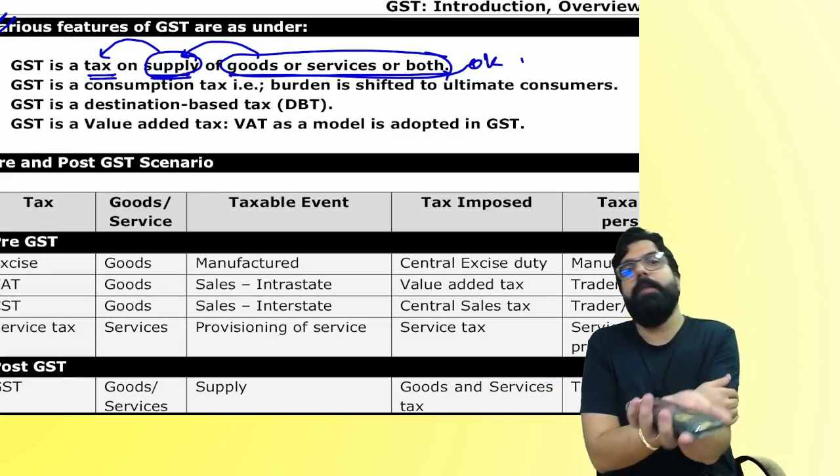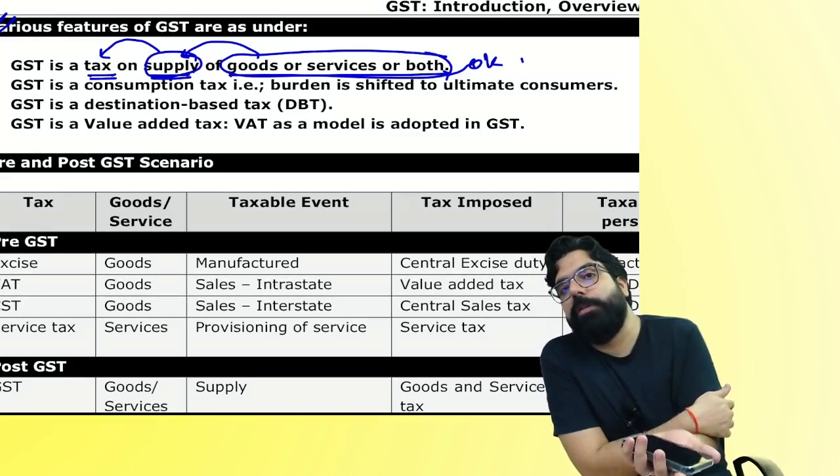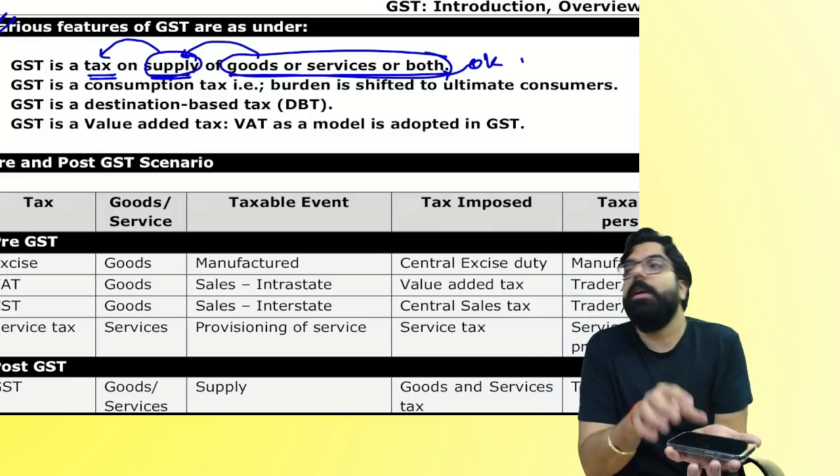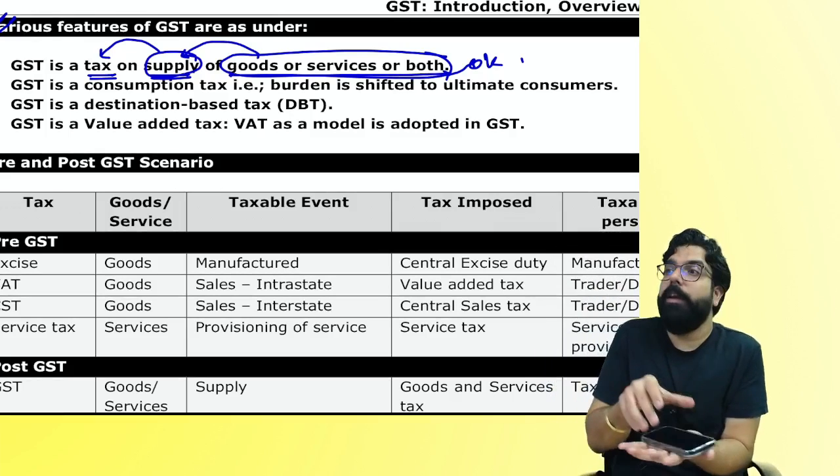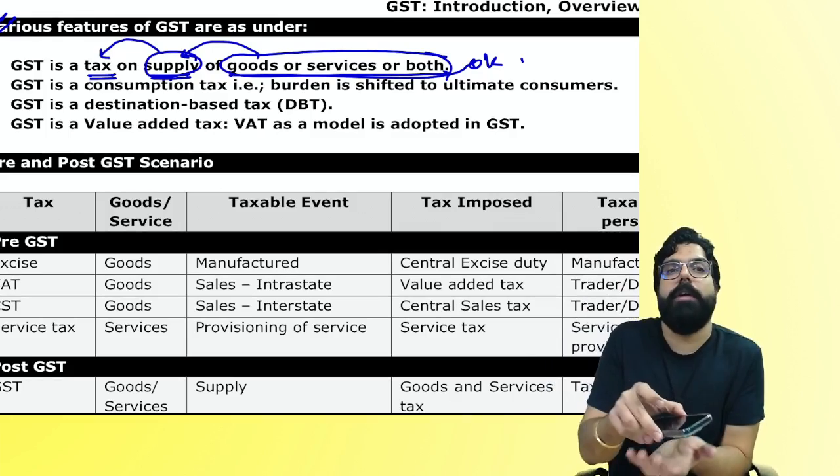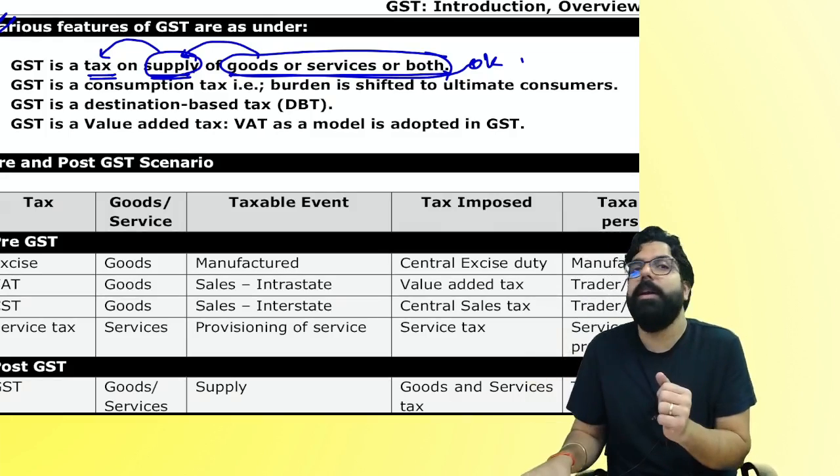I am a shopkeeper. I have 100 mobile phones. Can you charge GST on this? Unless I supply it, you can't charge. I have this mobile phone, and you can't charge any tax on this.